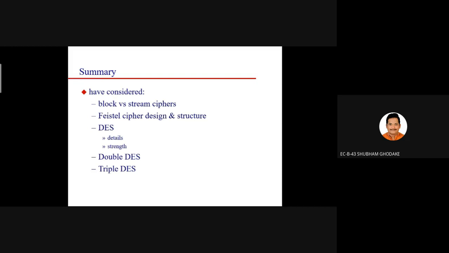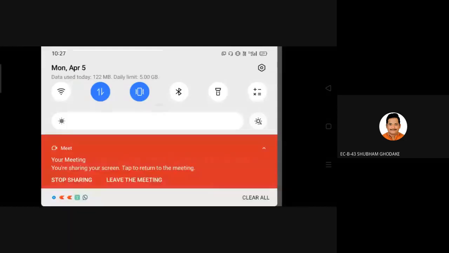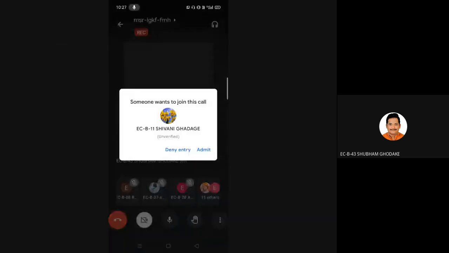There is one more part from the second unit, which we will take in the next lecture. The next part is the concept of divisibility, which is a concept of mathematical modeling. We'll take that in the next lecture. So today we'll stop here. We'll take this part in the evening lecture.